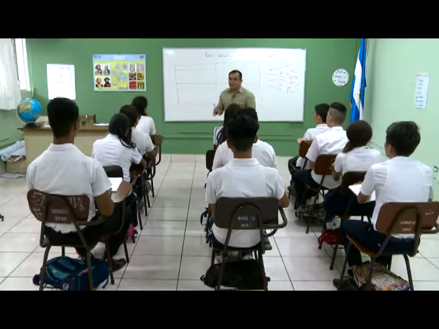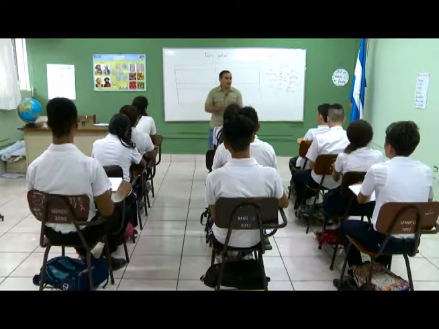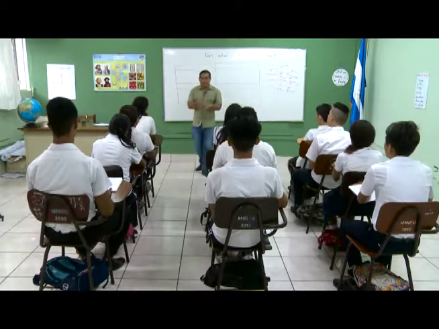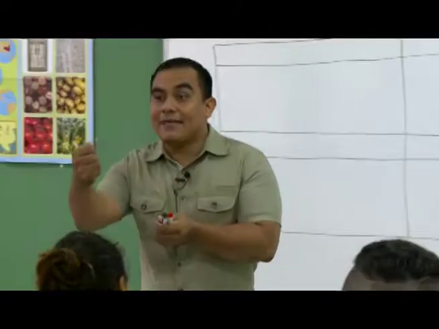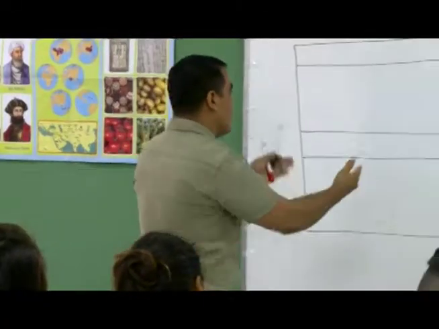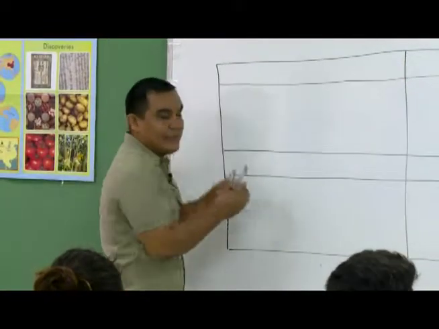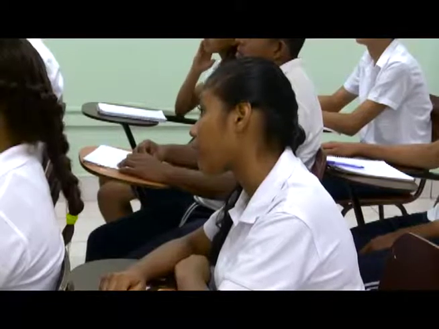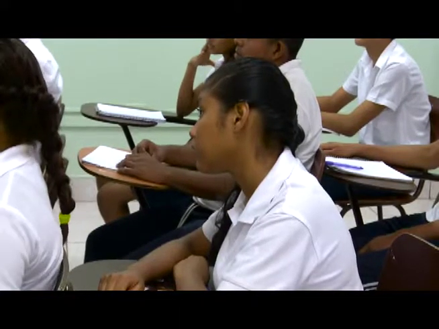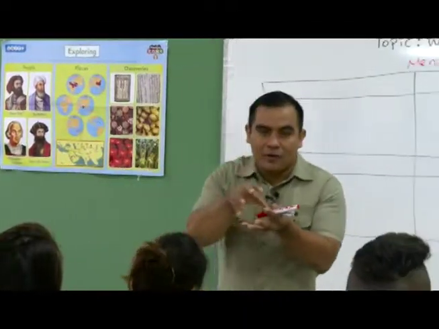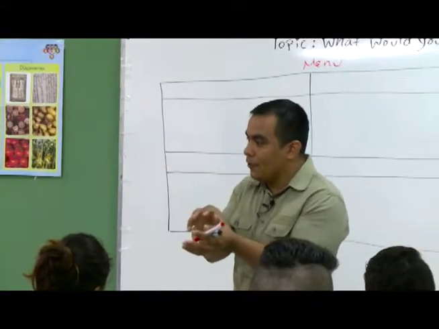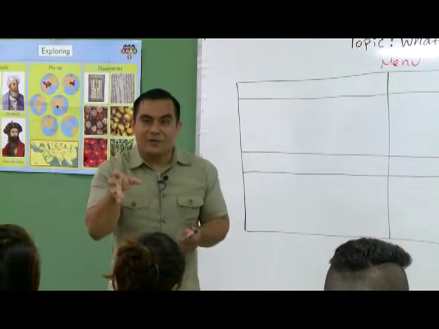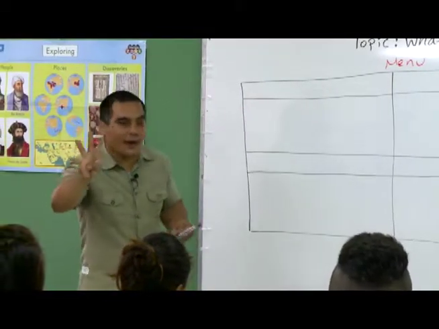As you can see, this is an empty chart. When we want to eat a special food, where do we go? We go to a restaurant, okay? We go to a restaurant and they give us a menu. So this chart represents a menu. In the menu, you can find all the types of foods and drinks that you want to eat in that moment. But a menu has four main parts.